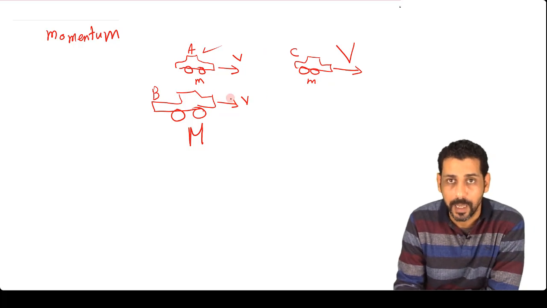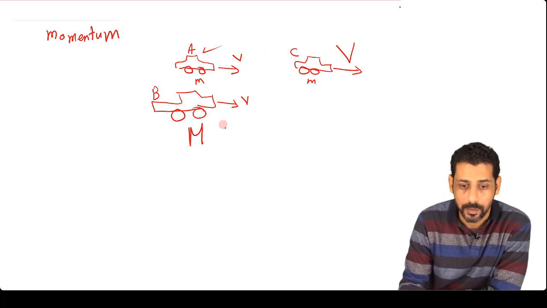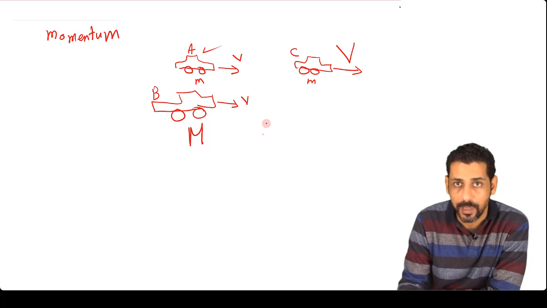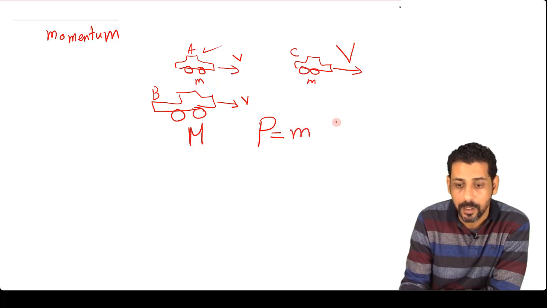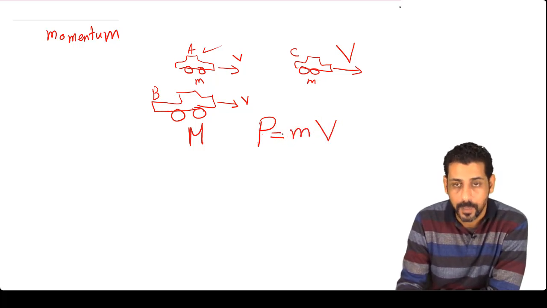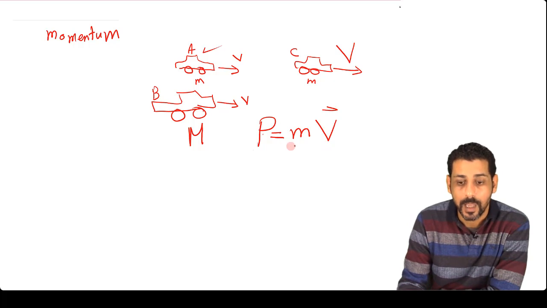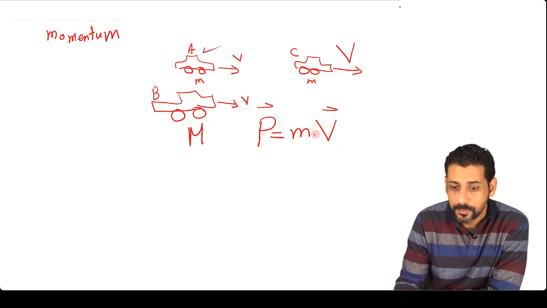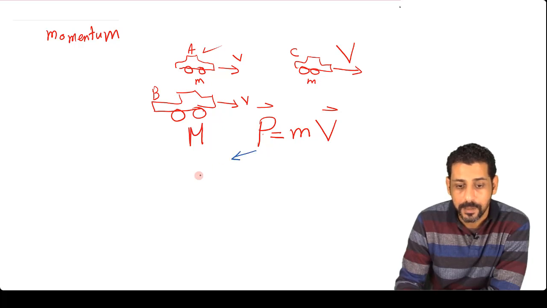So what governs this? We have something called momentum, and the momentum of something is related to collision. Momentum equals the mass of the object times its velocity. P stands for the momentum, then mass and velocity. Velocity is a vector quantity and mass is a scalar quantity, so scalar times vector gives a vector quantity. So momentum is a vector quantity.